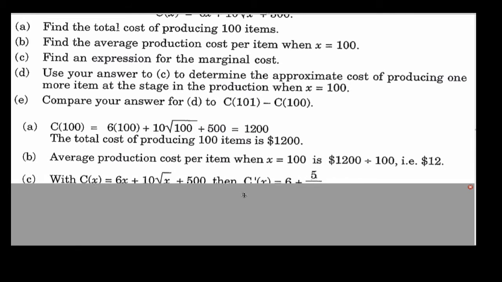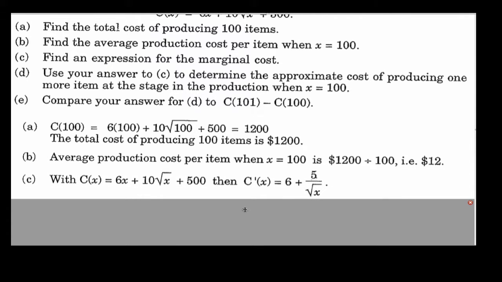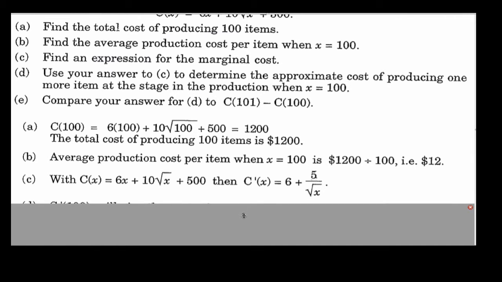Find the expression for the marginal cost. Okay, so this is the derivative now. So you can either get your calculator out or do the derivative, and you'll find that the marginal cost is 6 plus 5 over root x. Okay, that's the marginal cost.